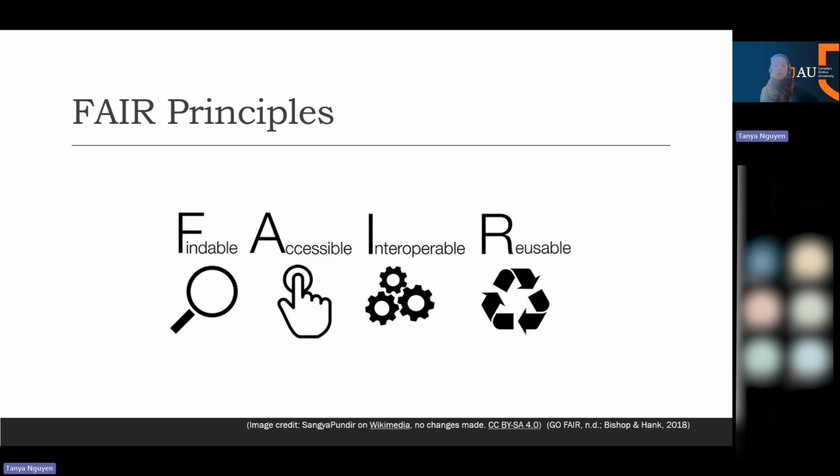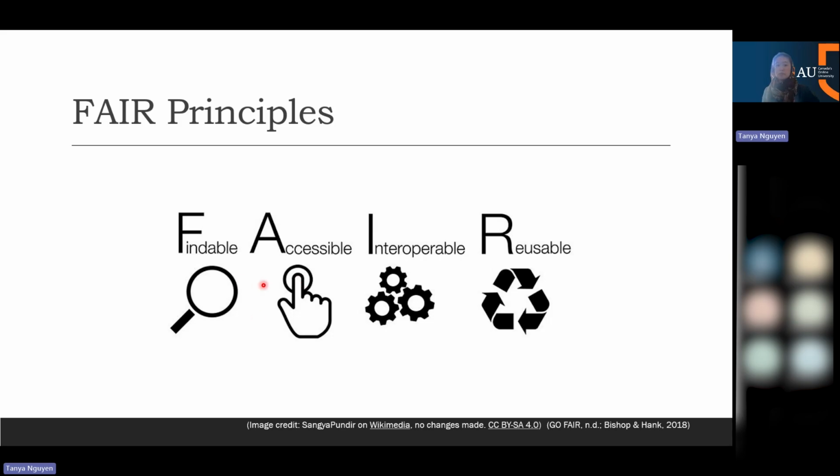So when you're planning and carrying out your research data management, you want to consider how to make your data FAIR. The first principle is Findable, and it's helping others find your data. The data should be easy to find for both humans and computers, and should be described and have sufficient metadata and persistent identifiers.